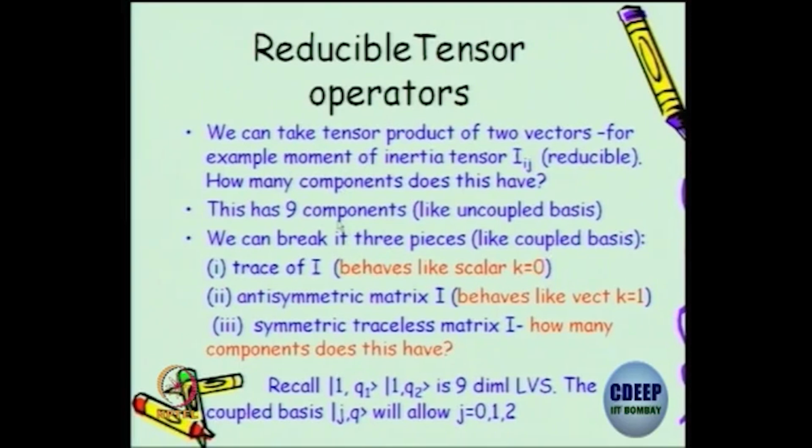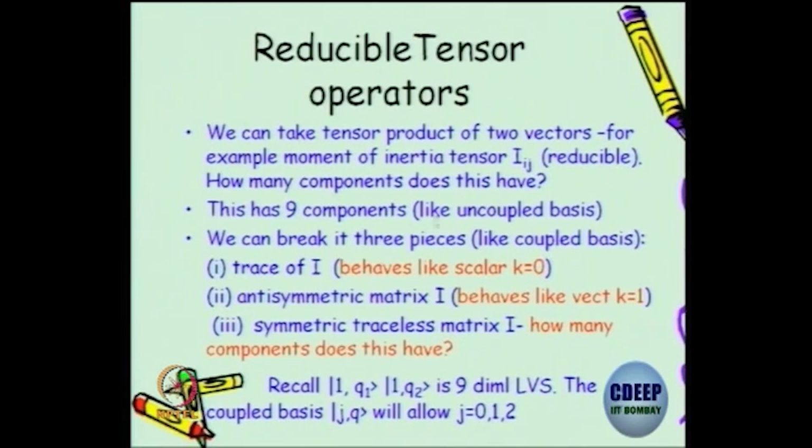And you can break that reducible tensor into pieces. This is what I was saying. I did do the CG coefficients here, but you can do this also. Okay. So if you do the CG coefficients, it will give you pieces. One is A dot B, which is like a trace. Another one is A cross B, which is like an antisymmetric piece of this I_ij tensor. The last one is the remaining.